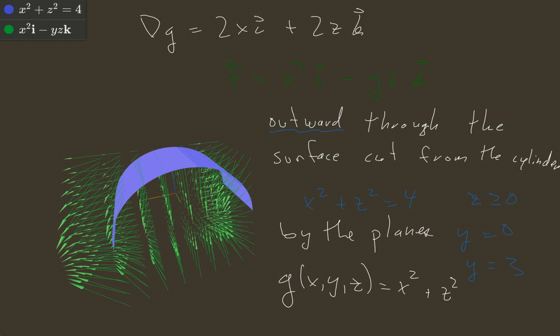So we'll take our region of integration to be negative 2 less than or equal to x less than or equal to 2, since we've got a circle of radius 2 in the xz plane. And then our y coordinate, so y is our second independent variable, so y between 0 and 3.